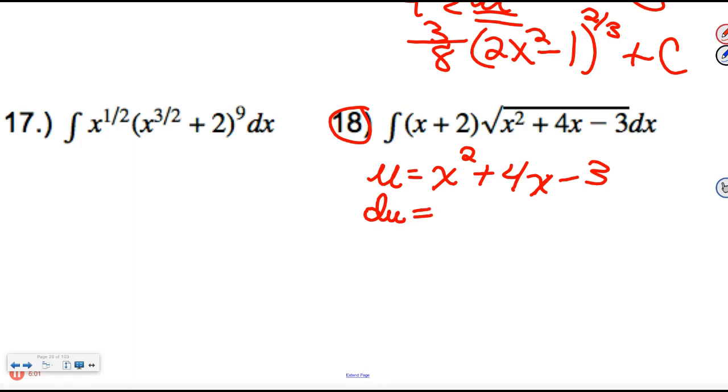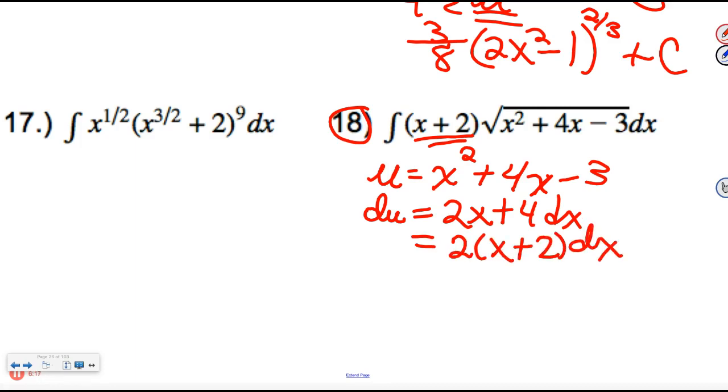Liam, what's du? 2x plus 4 doesn't look like what I need, but it actually is, correct? Are you seeing it? Yeah, what is it, Shelby? Yeah, it's really twice what I need. It just looks a little different than yesterday's, so I'd still need to replace that x plus 2 dx with 1/2 du. Are you okay with that? Can I just ellipse that one too? There. And we'd continue. So nothing new there.